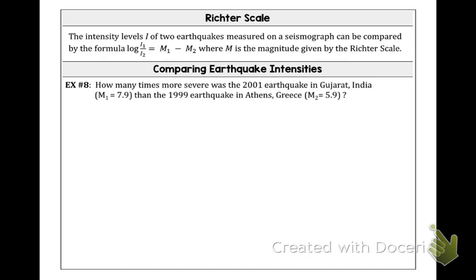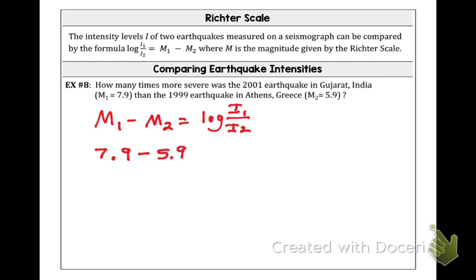So how many times more severe was the 2001 earthquake in Gujarat, India, that had a magnitude of 7.9, than the 1999 earthquake in Athens, Greece, that had a magnitude of 5.9? So our magnitude 1 minus magnitude 2 should equal the log of the intensity of the first divided by the intensity of the second. So 7.9 minus 5.9 should be equal to the log of the ratio of the intensities. So 2 is equal to the log of the ratio of the intensities.